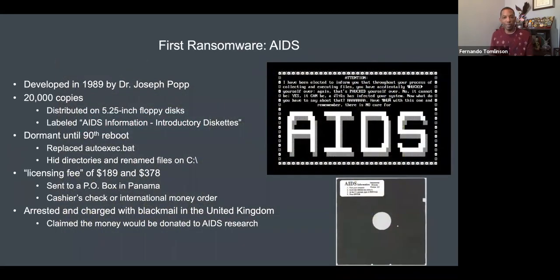Well, the first instantiation of ransomware was the AIDS attack. This was back in 1989 by Dr. Joseph Popp, right? And it was really based upon hiding, misleading people into thinking that what he was presenting was truly what it was, and it turned out to be something else. And what that was, talking about the AIDS pandemic, there were about 20,000 copies of a floppy disk that contained a survey talking about information about AIDS and what have you. Now, upon the 90th reboot with this floppy disk, it then replaced the autoexec.bat.